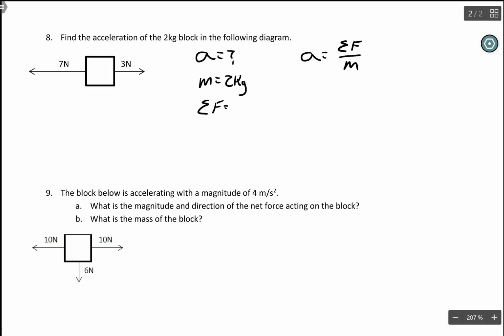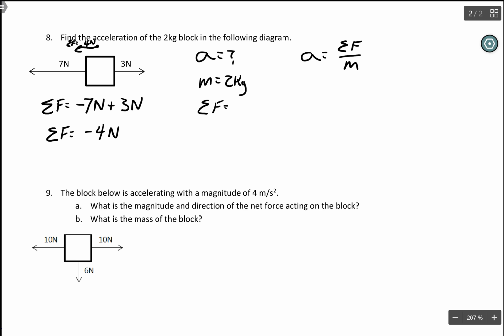They tell us these two other forces. Remember, the net force is the sum of these two forces. So before we could use Newton's second law, we have to add these forces together. This one's 7 newtons to the left, so we make it negative, plus 3 newtons to the right. So therefore the net force would be negative 4 newtons, meaning the net force is 4 newtons to the left.